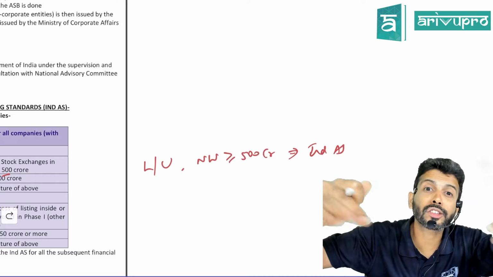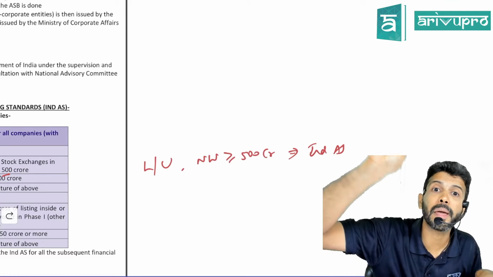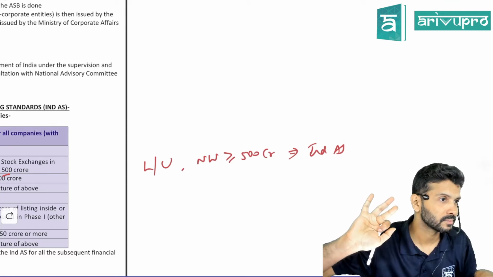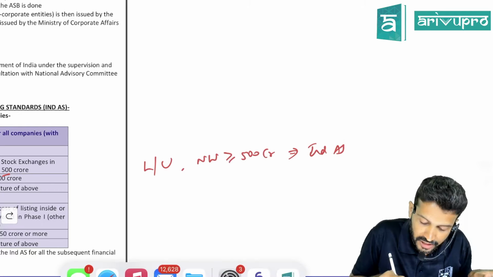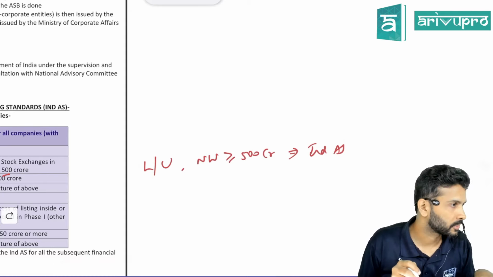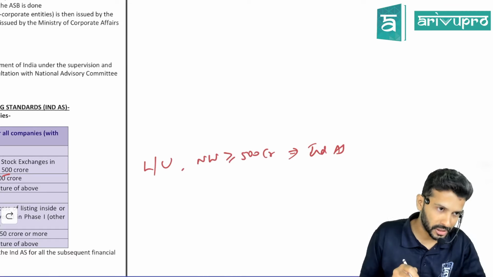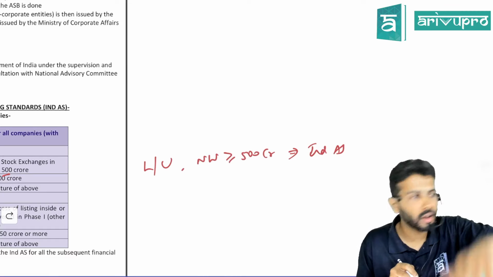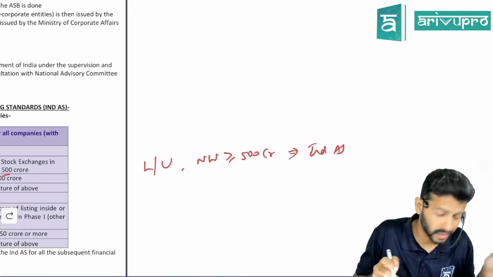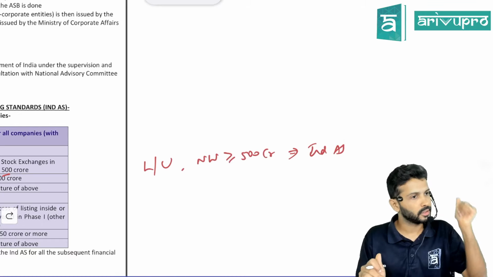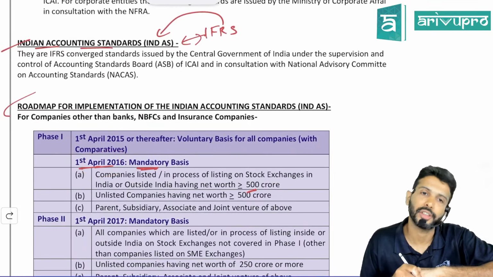Or if you are in the process of listing, such a company also will come under this umbrella. Meaning I filed papers with SEBI to get it listed. Not yet listed, but I've already submitted the papers. Even they come under the aspect of listed companies. What can be listed? Shares or debentures. Where can it be listed? India or abroad. If I'm in the process of listing, that will also come under the definition of listed. For such companies, Ind AS will be applicable from 1st April 2016.